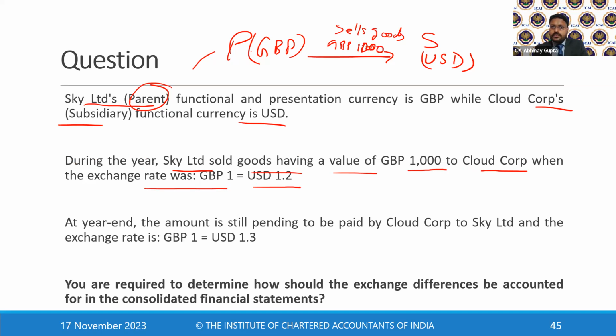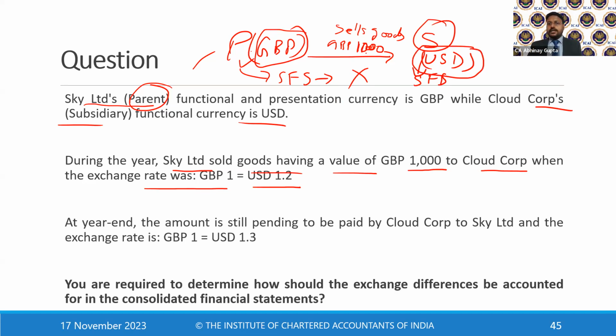Now, the transaction is happening in GBP and GBP is the functional currency of the parent, so in the parent's SFS, will there be any exchange gain or loss? No, because the functional currency is the same as the currency in which the transaction is happening. Now the next question, in the subsidiary company's standalone financial statements, will there be any gain or loss? Yes, because its functional currency is USD and the transaction is in GBP, so there will be forex gain or loss, right? Yes.